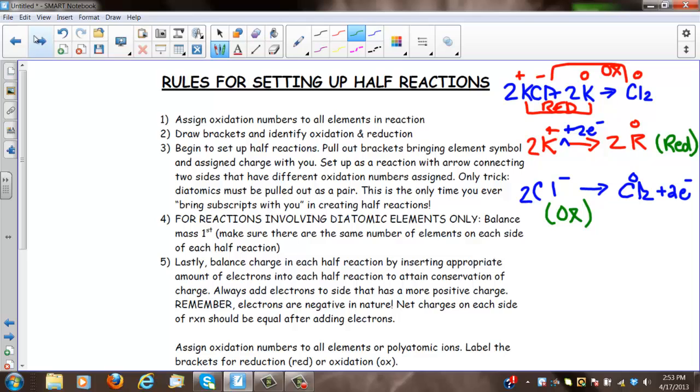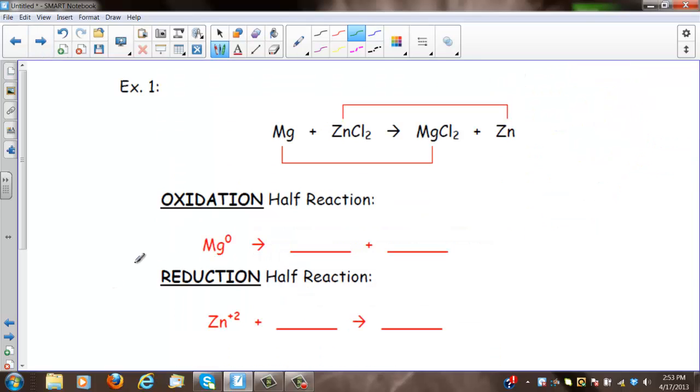Okay, so let's do a couple practice problems. In example 1, we have magnesium plus zinc chloride forming magnesium chloride and zinc solid. Remember that most single replacement reactions are in fact redox reactions. So we'll assign oxidation numbers. Mg is by itself at 0. Chlorine is -1 times 2 is -2. Remember, if this has to equal 0, then zinc must be +2.